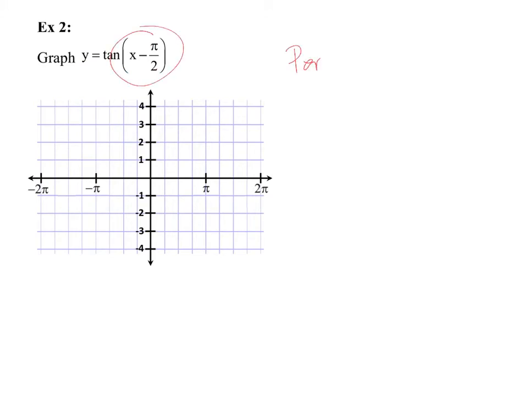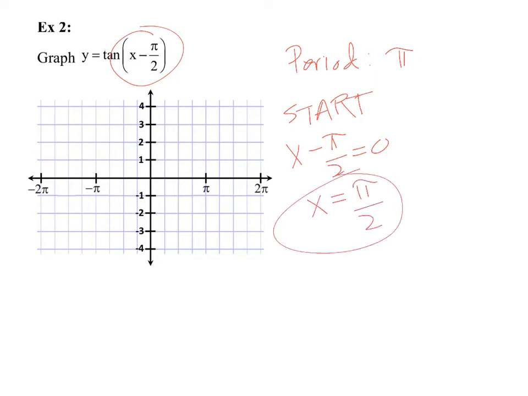Okay, so let's see, what is my period for tangent? It's just pi. Alright, now I have to figure out what my starting point is going to be. Alright, so I set x minus pi over 2 equal to 0, x is equal to pi over 2. Alright, now I don't need to figure out a finishing point because I'm going to move to the right a certain amount and to the left a certain amount, and that's going to give me my asymptotes for my graph. Alright, and I'm going to divide the graph into 2 parts.